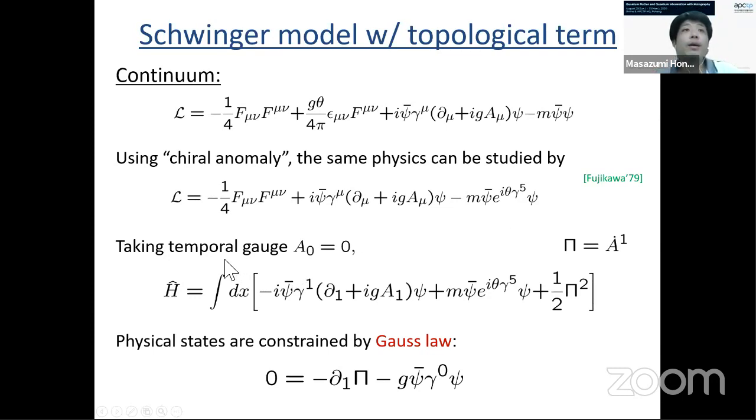And by taking a temporal gauge, we can get the Hamiltonian, which is given by this Hamiltonian. And pi is the conjugate momentum of A1. And the physical states are constrained by Gauss law. So this is a definite continuum description of the Schwinger model.